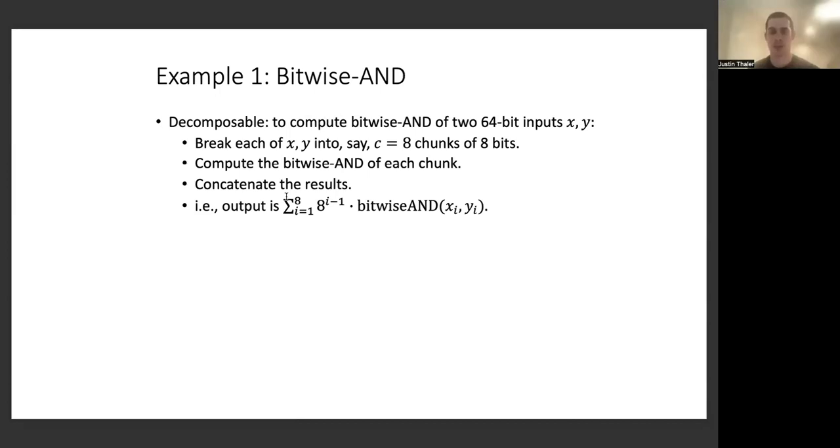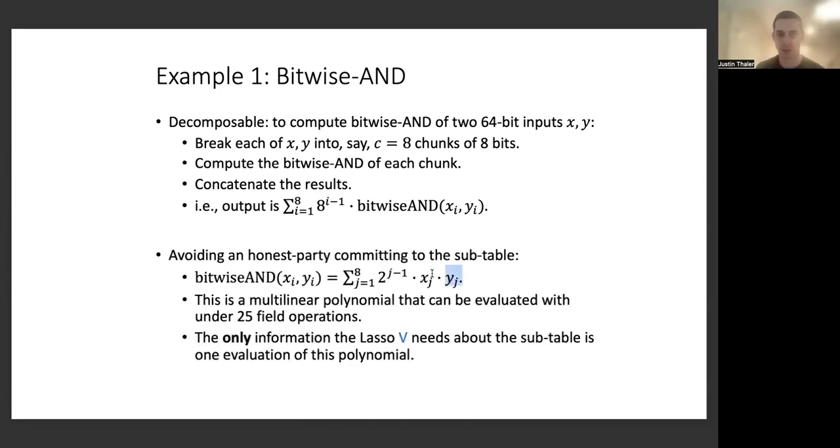Yeah, and then the verifier at the end of Lasso has to evaluate the multilinear extension of each subtable. There's only one subtable here, the 8-bit AND subtable, at a random point. And here is that multilinear extension. It takes 16 variables as input, and it computes this weighted sum of the variables. Each term in the sum is total degree 2. So that's why no one has to commit to even the subtable. The verifier can just evaluate the multilinear extension of the subtable in like 25 field operations or whatever.